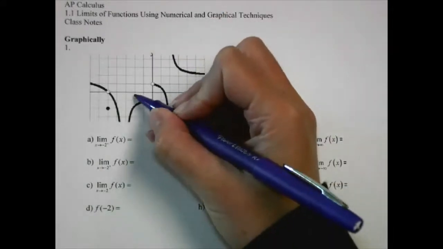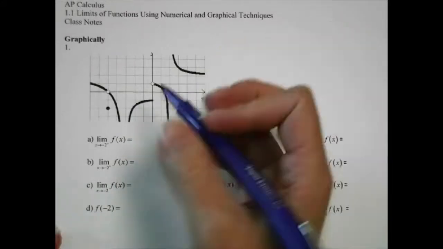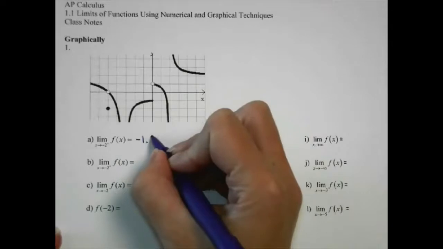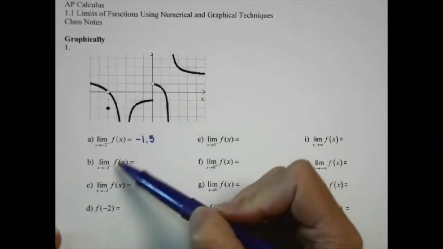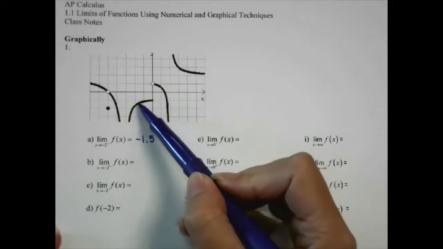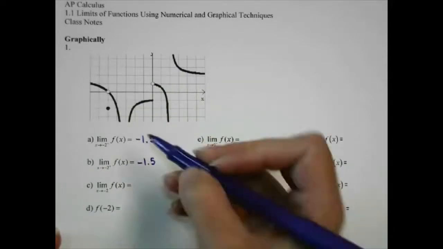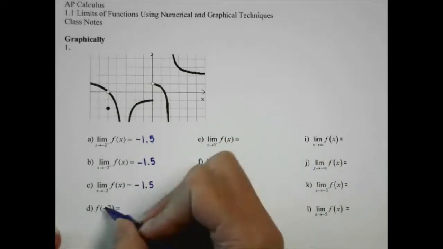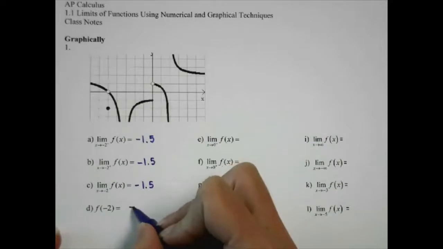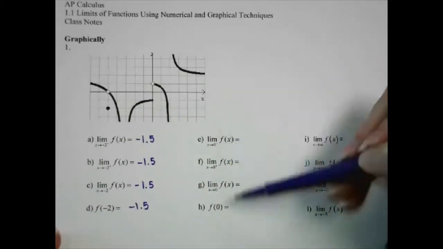So as we get closer to this -2 value, we're about -1.5. As we approach it from the positive side, it's also about -1.5. And if these two are the same, then the limit exists and is -1.5. And in fact, if I plug it in, we're about -1.5. Now let's look at 0.